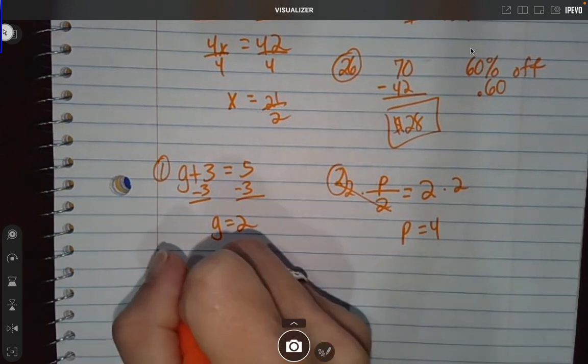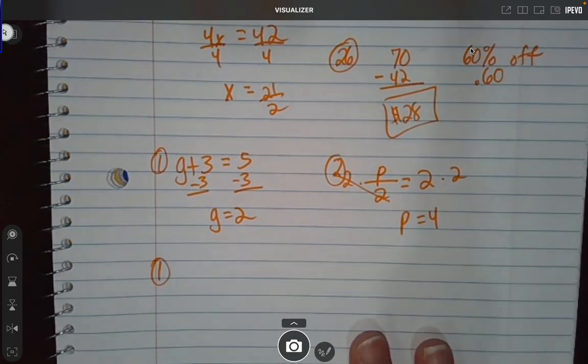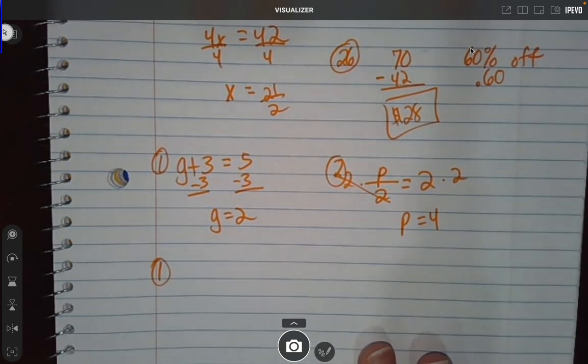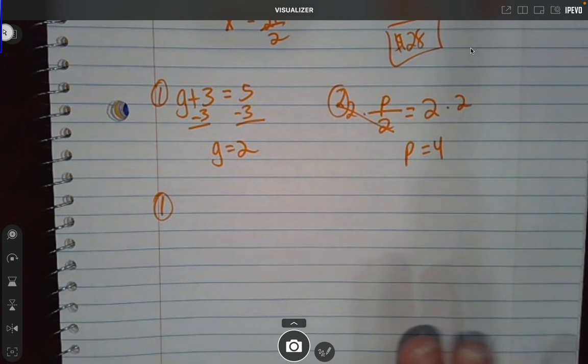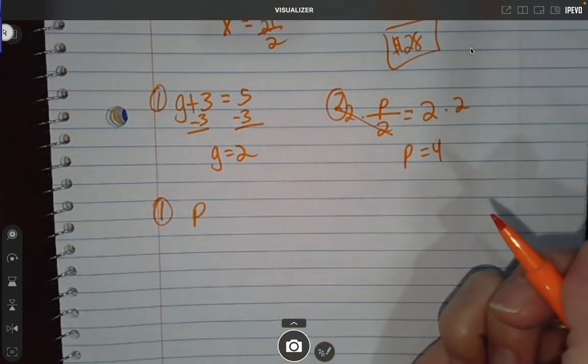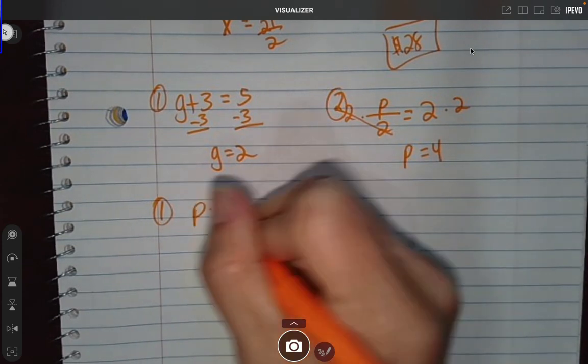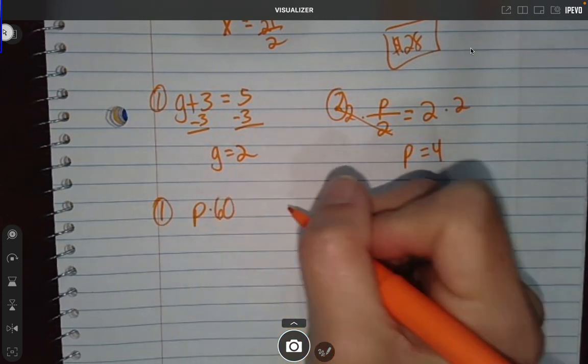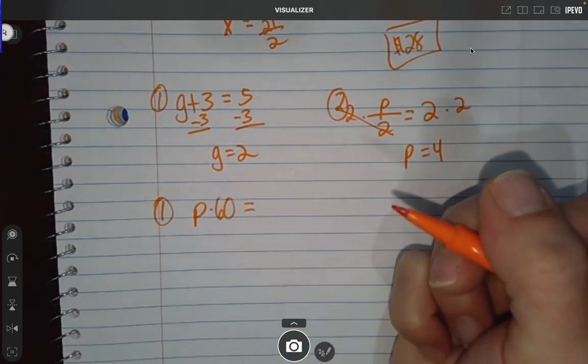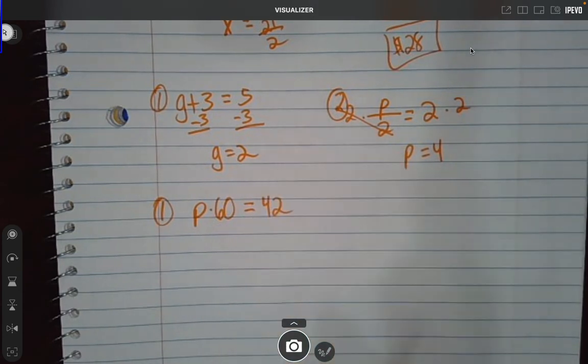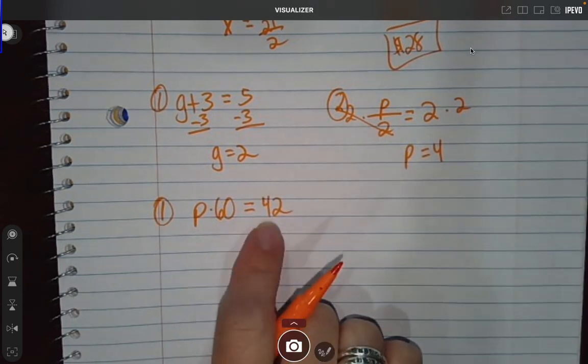Okay, short answer. It says, what percent of 60 is 42? I'm just going to write that. What percent, so I don't know. What does of mean again? Multiply. Of 60, so I'm multiplying by 60. Then the equal sign, 42. So what do I do to solve for P?